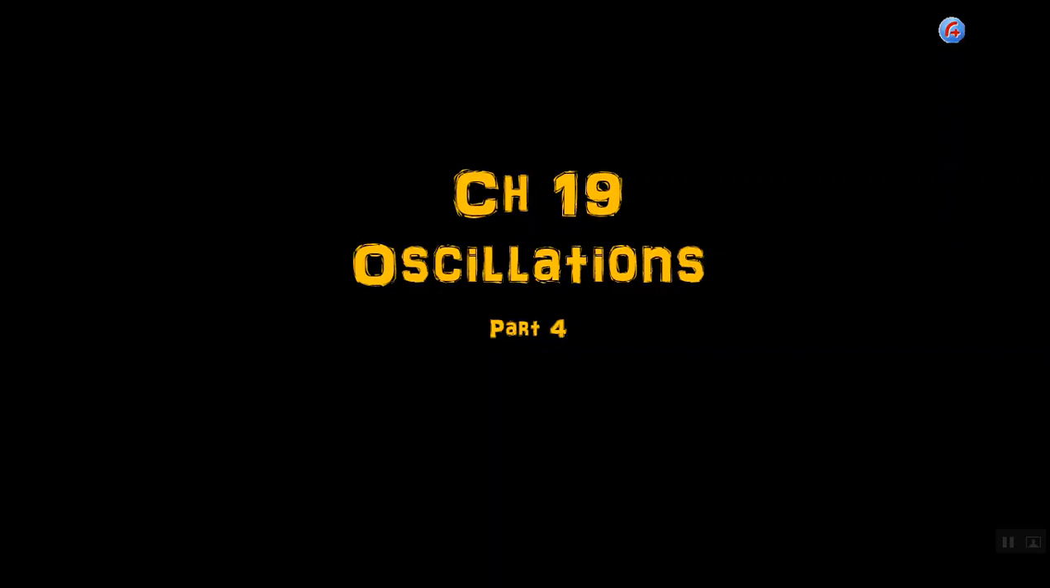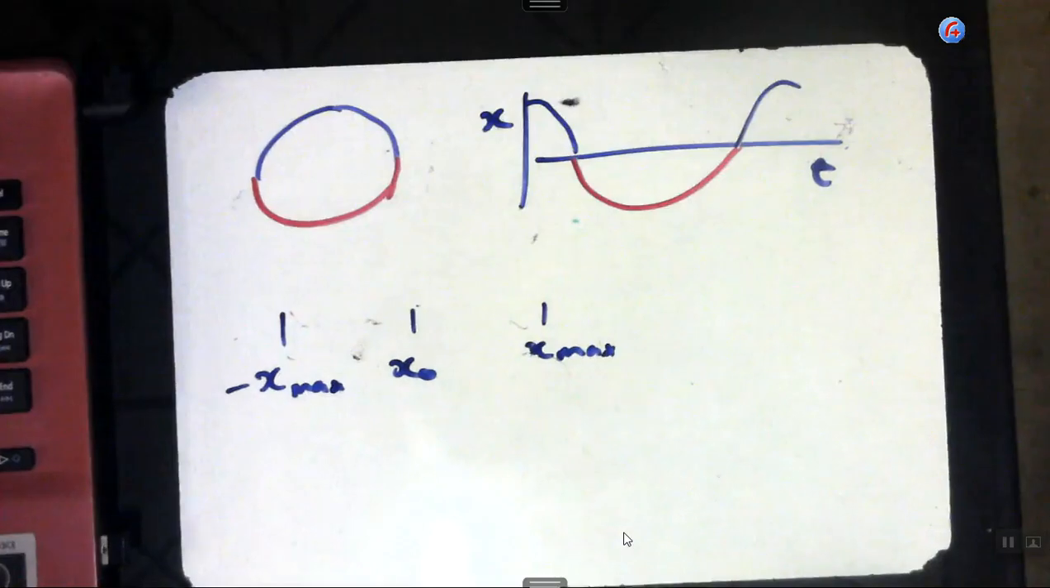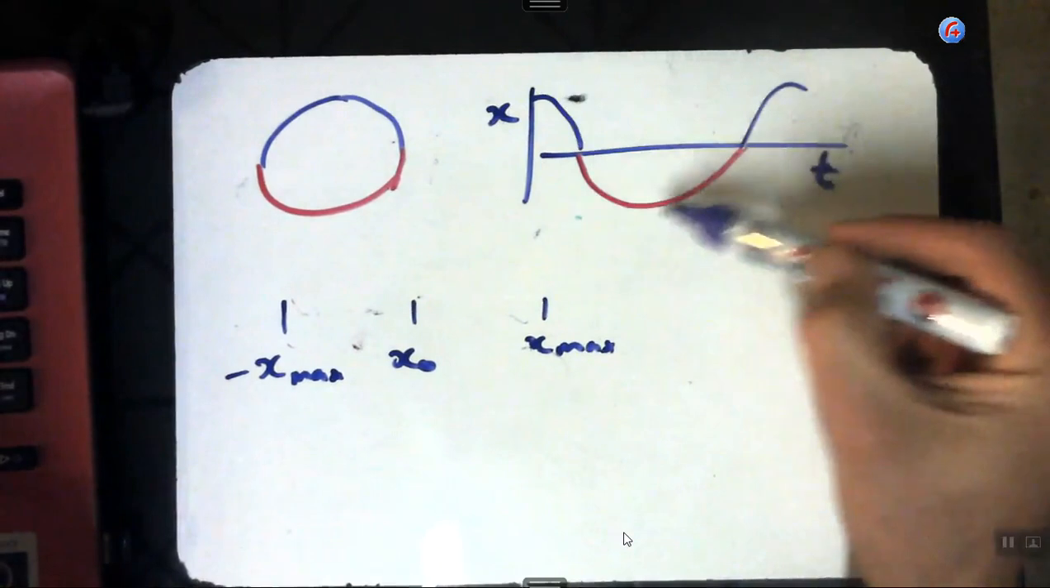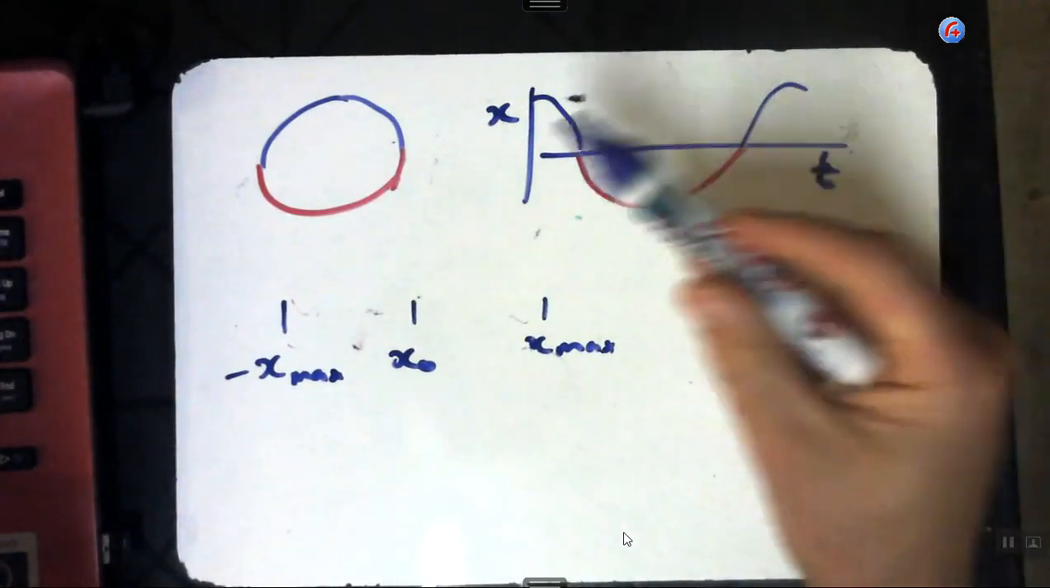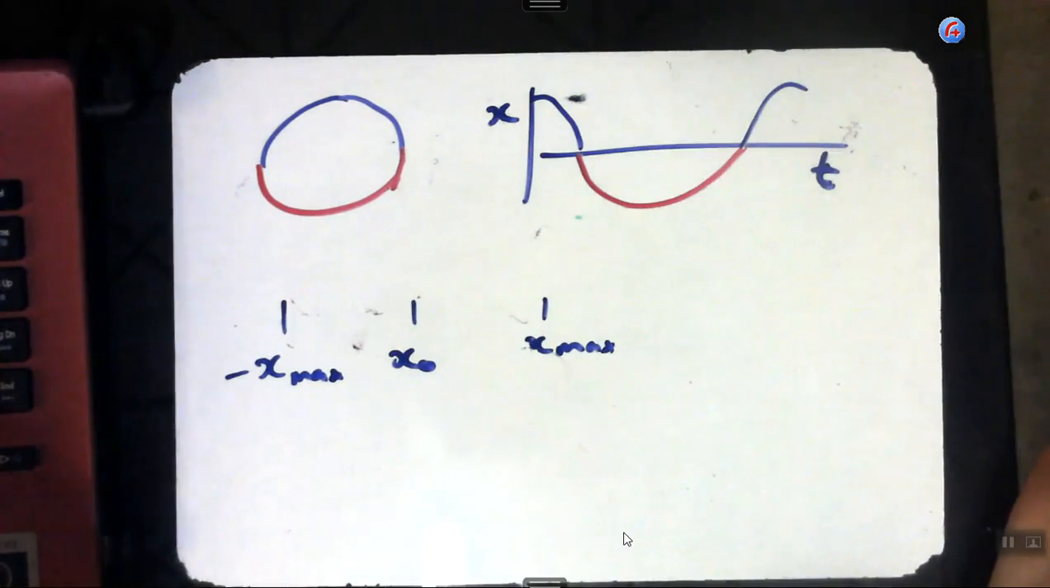Hello and welcome. Today we're going to look at part 4 of chapter 19, Oscillations. Firstly, we'll look at frequency and angular frequency of a simple harmonic motion. We've already discussed how we can illustrate a simple harmonic motion, especially by displacement time graph, as a graph that takes the shape of a sine graph.